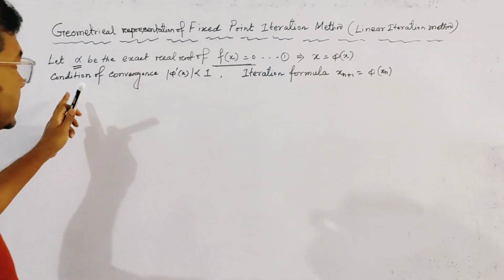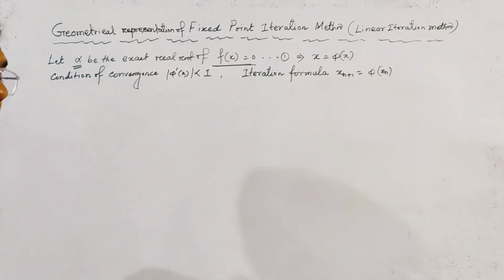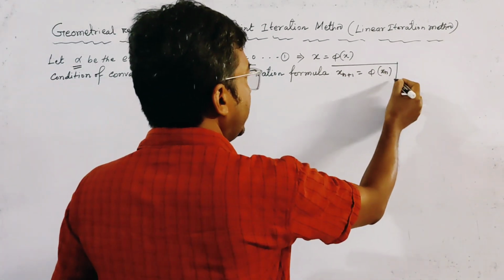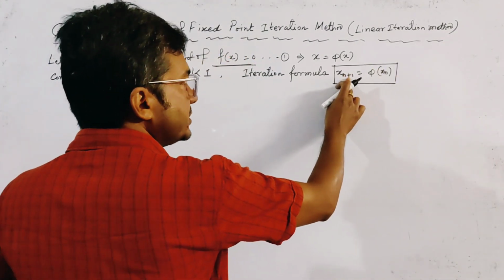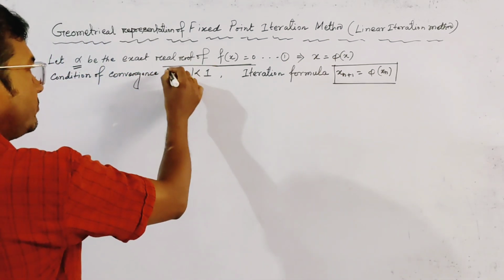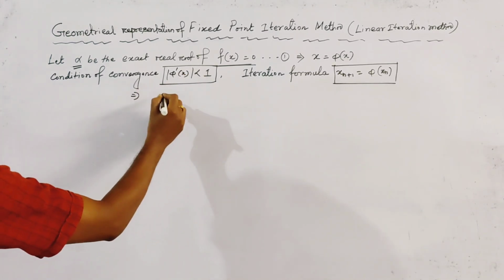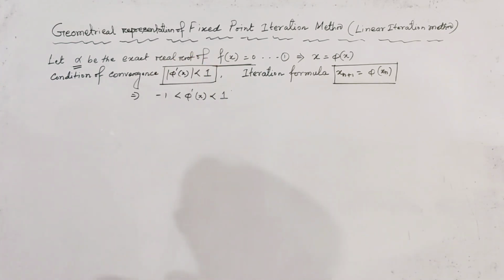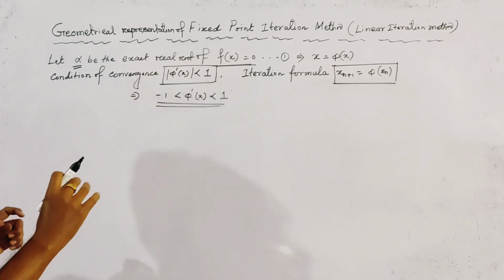Also, we know that the condition of convergence of this method is given by |phi'(x)| < 1, and we already derived the iteration formula, which is x_{n+1} = phi(x_n). This is the (n+1)th approximation, and this is the nth approximation, x_n, and this is the condition of convergence. If we rewrite the condition of convergence as -1 < phi'(x) < 1, we divide this restriction into 4 sub-restrictions.